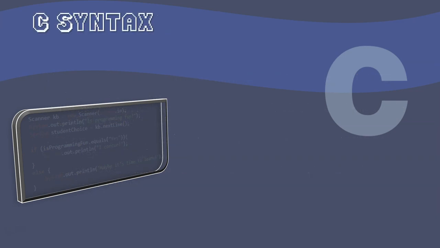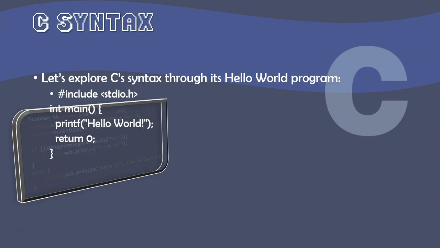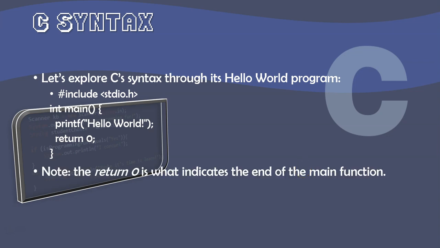So let's start by diving into some of the C syntax. So let's look at some C syntax through its Hello World program. You can see we have #include <stdio.h>, int main(), open bracket, printf("Hello World"), return 0. Now, one thing you'll note that's a little different here is we have this return 0. That return 0 is what actually indicates the end of our main function here.